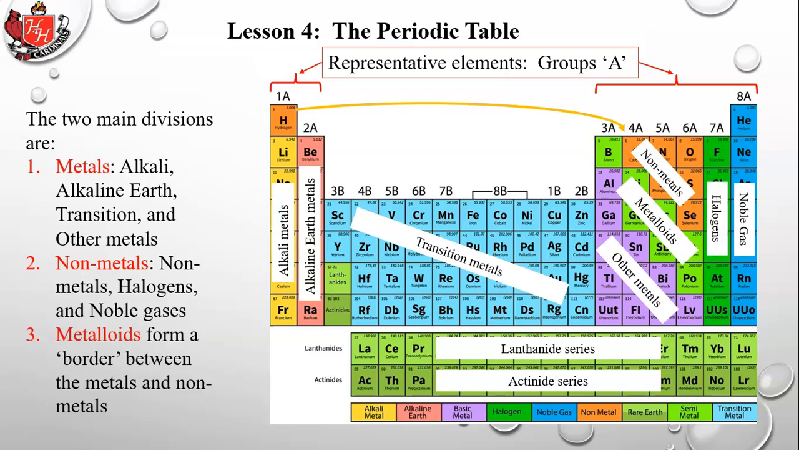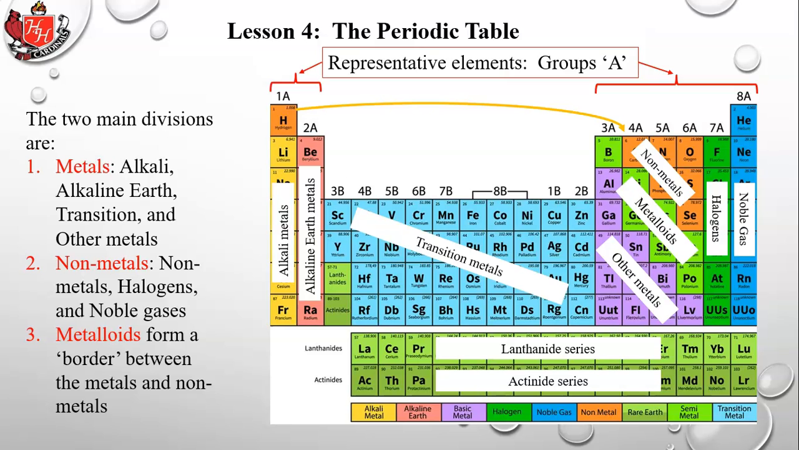Now, the first 2 columns and the last 6 columns are important in our study of chemistry, and we're going to spend most of our time talking about elements there. So that would be the group 1A, 2A, 3A, 4A, all the way up to 8A. There's 8 columns there, and we'll talk quite a bit about those. Those have a special place in chemistry.